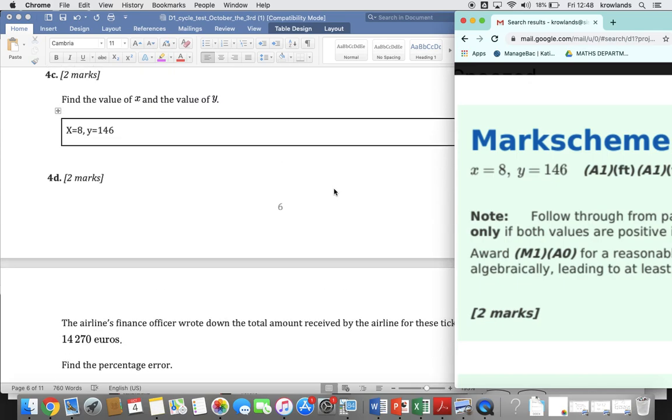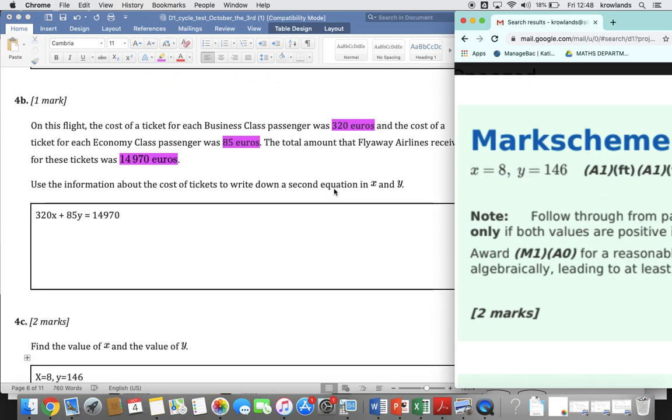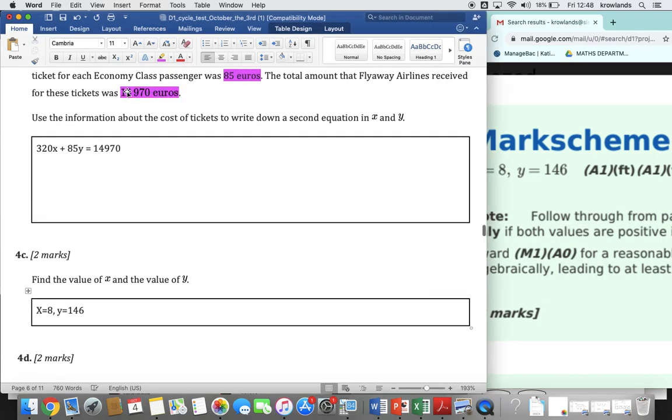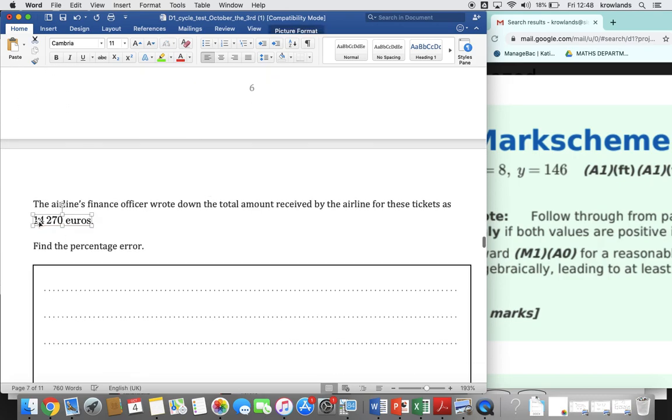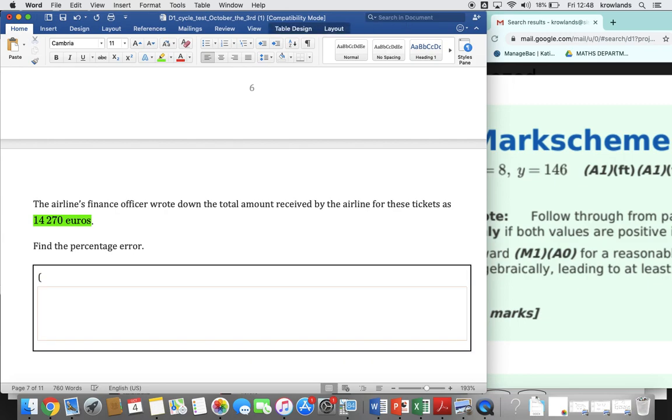Now, what we need to do now is use this bit of information, which I'm going to highlight in green, and compare it to this bit of information here in green. Some of you had a go at this, but you weren't fantastic. Some of you got full marks, so well done. What I'm going to do for percentage error, I told you about this equation. It's difference divided by original, and then you need to times by 100.